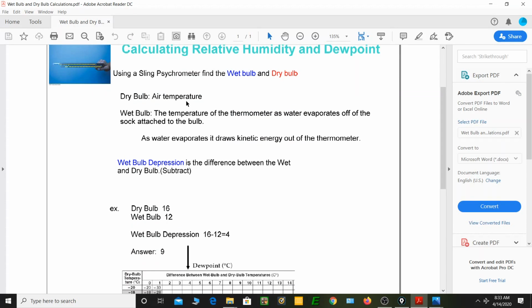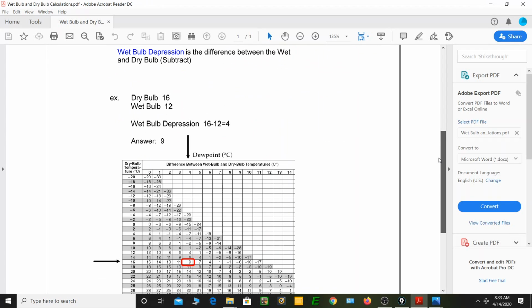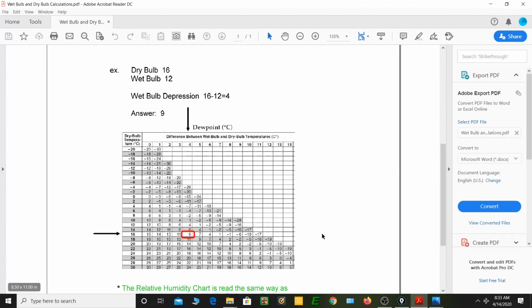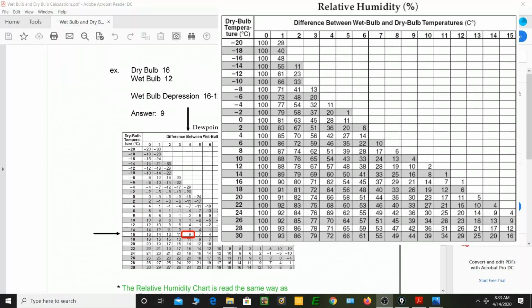So the dry bulb is the air temperature, the wet bulb is the temperature of the thermometer as water evaporates off of the bulb. As water evaporates, it draws kinetic energy out of the thermometer, and the wet bulb depression is the difference between the wet and dry bulb. You simply subtract. So we're going to go down here. Okay, this is a chart in your reference table. Now there's two charts. There's this chart for the dew point, and there's this chart for the relative humidity. They're used the same exact way. It's just that you use one chart to get the dew point, the other chart to get the relative humidity, and both of them use the measurements from the sling psychrometer, the wet and dry bulb.